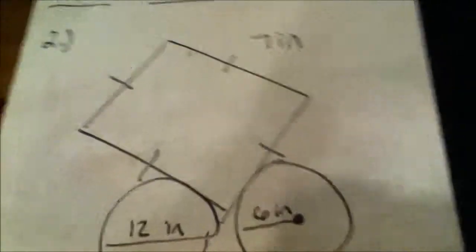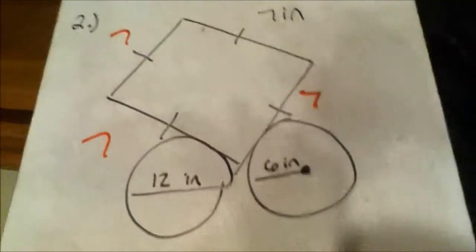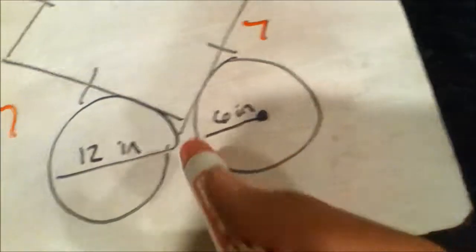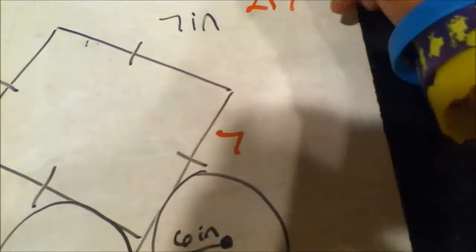Okay guys, now for the second one, we know we have a square with equal sides, so let me fill that out. 7, 7, 7. But wait, this is a little funky because of these circles. I see that they're taking up half of the space. So what I'm going to do is take 7 and divide it by 2.